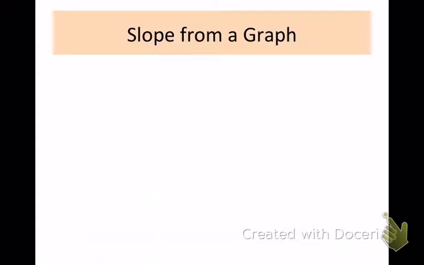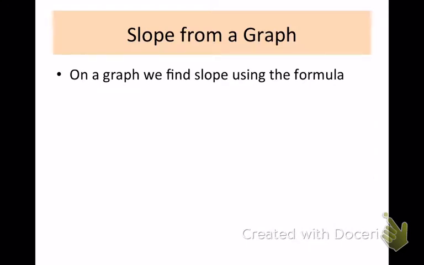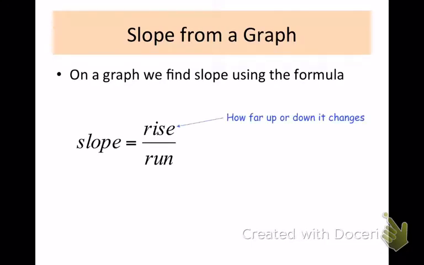All right, so slope from a graph. The general idea to find the slope from a graph is using the general formula of rise over run, which means how far up and down it goes, and run, how much it goes sideways. So again, always y versus x.